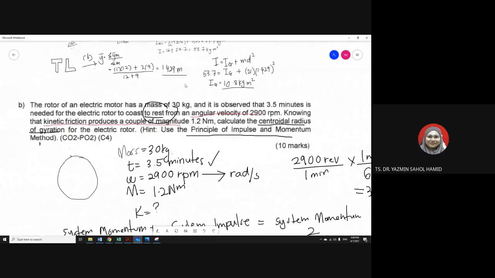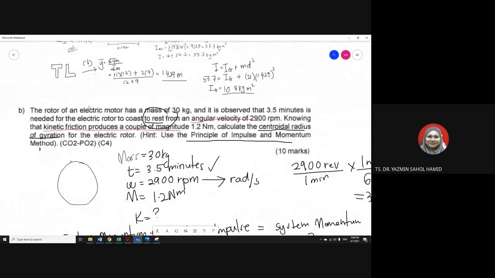Boleh. Okay, now. Ingat tak soalan final, ingat tak hari tu saya ajar linear impulse and momentum, ada 2 type of solution, betul tak? Solution 1 dengan solution 2. Ingat tak? Yes. Okay, saya nak ajar soalan final ni menggunakan solution 2. Okay, so the rotor of an electric motor, ni soalan final saya tak ingatlah tahun berapa, saya rasa tahun 2018, nanti you all boleh check. The rotor of an electric motor has a mass of 30 kilogram.